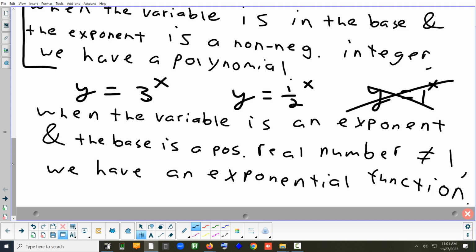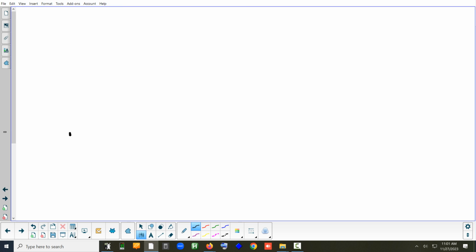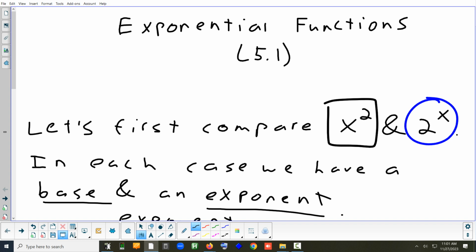This is not exponential because the base is not a positive number. It has to be positive. In fact, if you try to graph that on the calculator, it won't even work. You can't graph it. I'm not going to really get into why, but you can't do it.